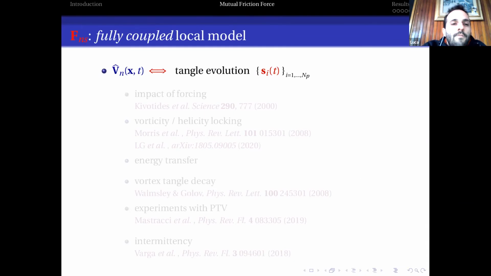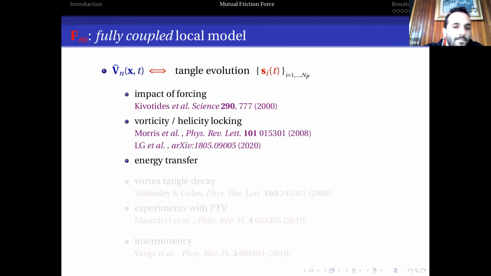Since then, however, to have a bigger and more complete picture of what was going on, the community has started asking what happens if we consider the back reaction of the superfluid vortices on the normal fluid flow, and so if we make simulations which are fully coupled. So both the normal fluid influences the vortex tangle as in the kinematic model, but also the motion of the superfluid vortices with respect to the normal fluid has an impact on the normal fluid itself.